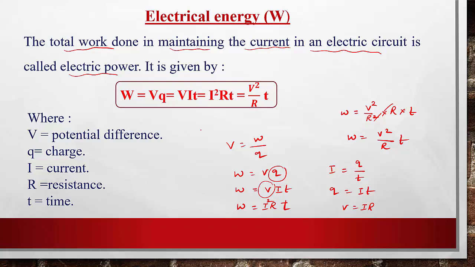Is it clear? W equal to VQ, or W equal to VIT, or W equal to I square RT, or W equal to V square by R into T. Where V indicates potential difference, Q is charge, I indicates current, R indicates resistance, and at last T indicates time.